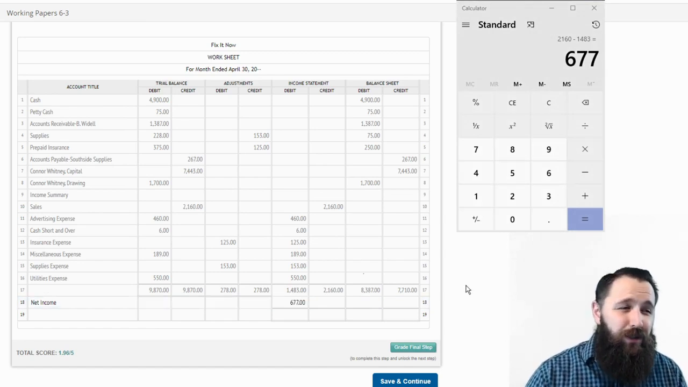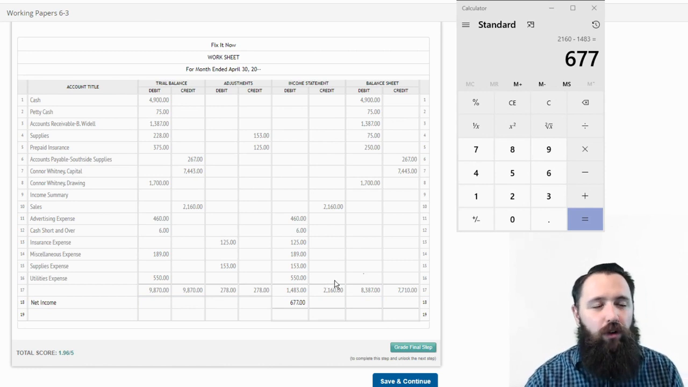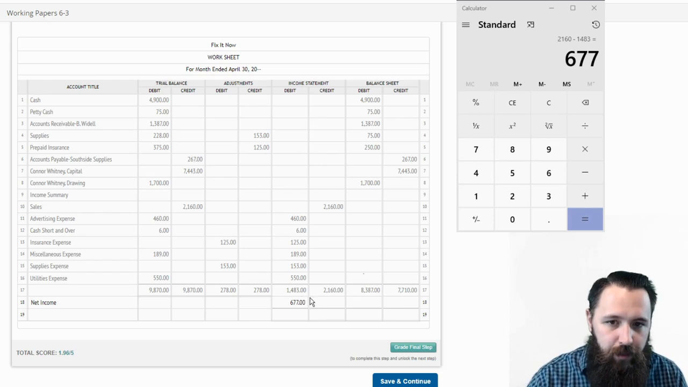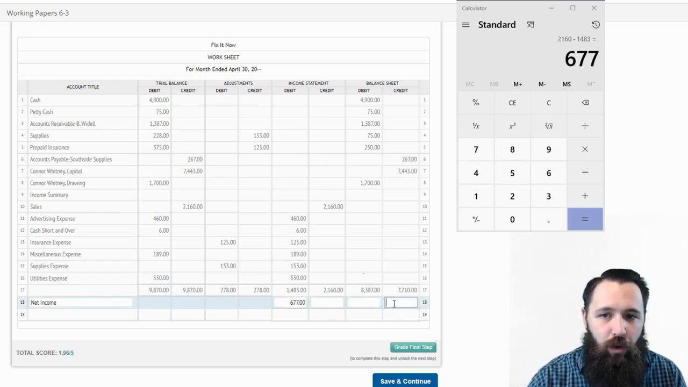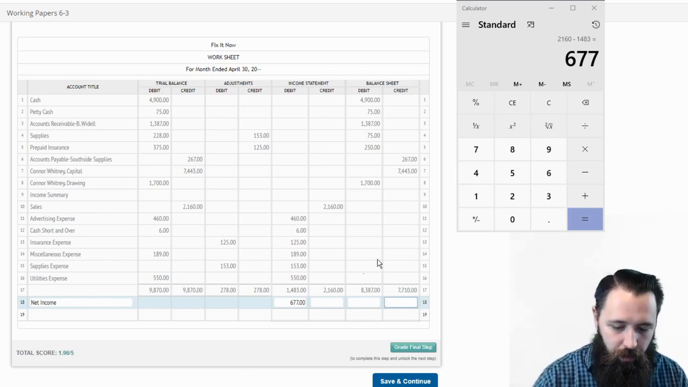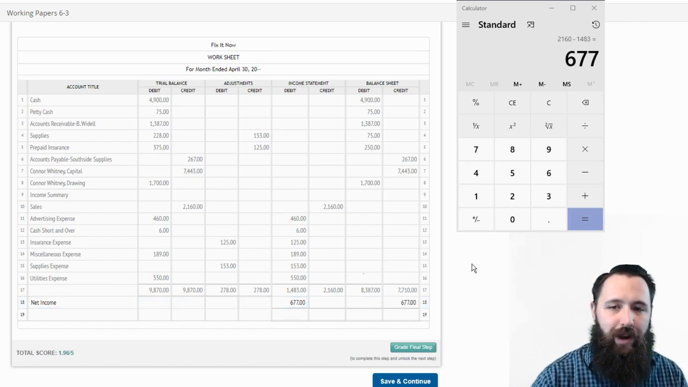Now the next thing I need to do is extend this balance over to the balance sheet. And because it's a net income, it needs to be credited on the balance sheet. It needs to increase our equity. So if we look at this, I'm going to put 677 underneath the credit balance.